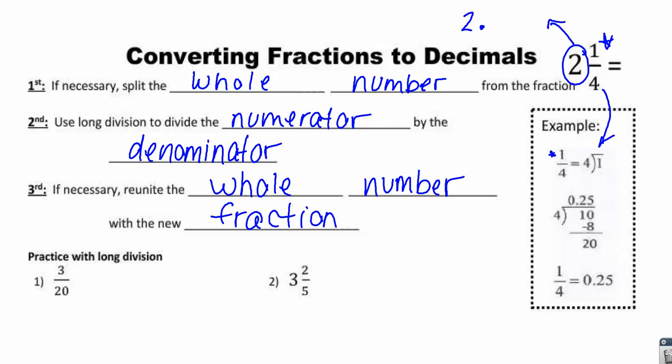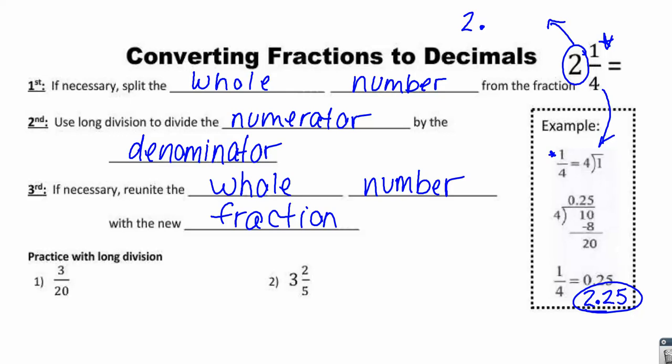Then I'm going to take that whole number and bring it back down. So the final answer for this is going to be 2.25 as the final answer. So all I did was I did the division with the fraction, and then I took the whole number and I put it right over where the 0 is. So instead of 0.25, there's a whole number of 2. 2.25. Let's do some practice.